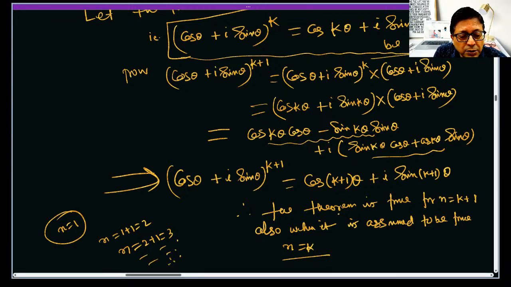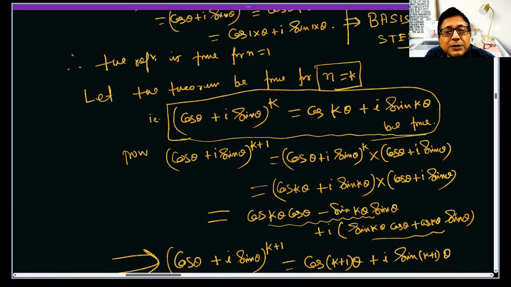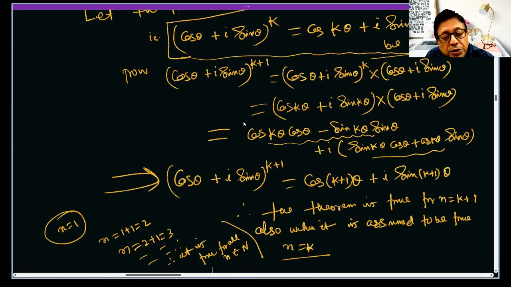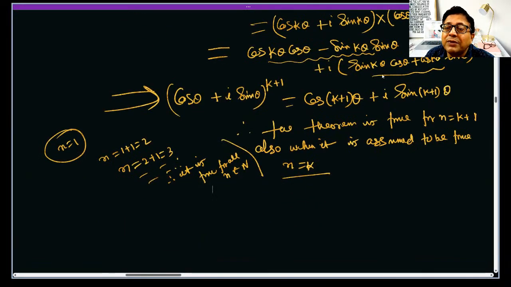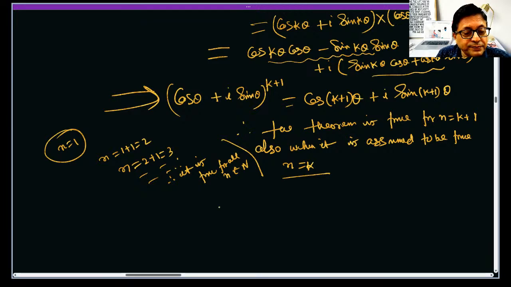So therefore it is true for all n belongs to N. So if it is a positive integer, then this formula is true, this theorem is true. Theorem, why? Because it is a proof, and direct mathematical proof is possible. That's why it is de Moivre's theorem.